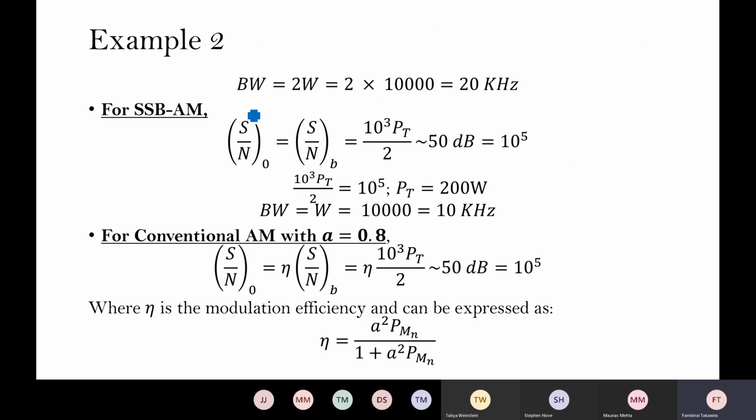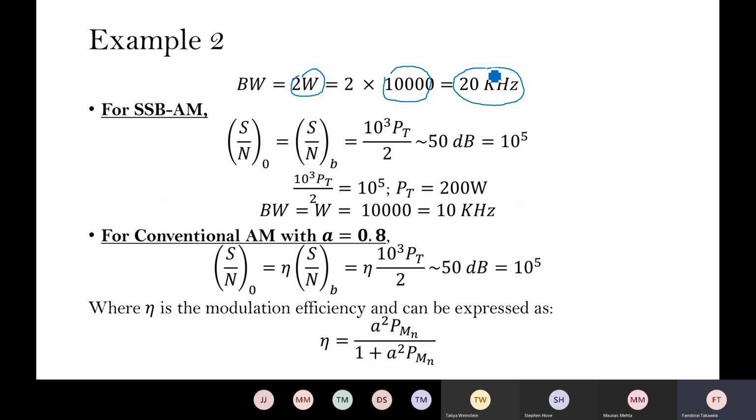Of course, we know that a DSB suppressed carrier signal has an upper sideband and a lower sideband. So the bandwidth is going to be 2W, and if our W is 10,000, it means then that the bandwidth will be 20,000.